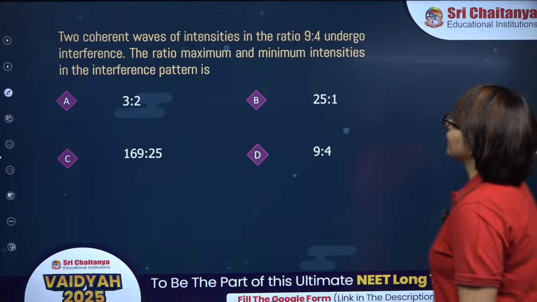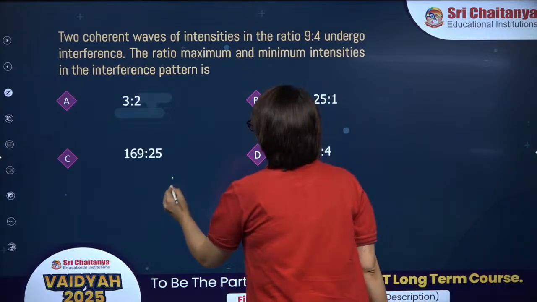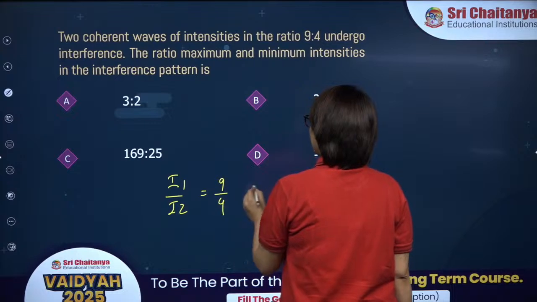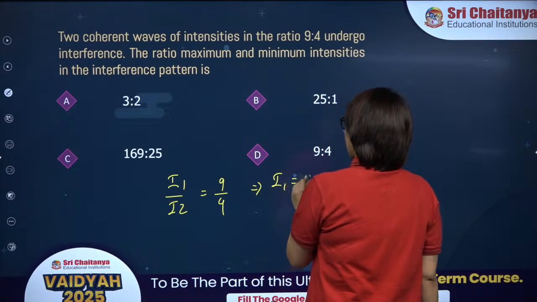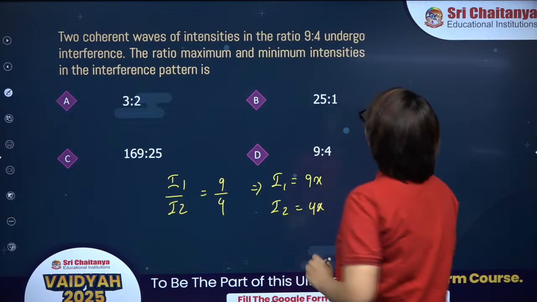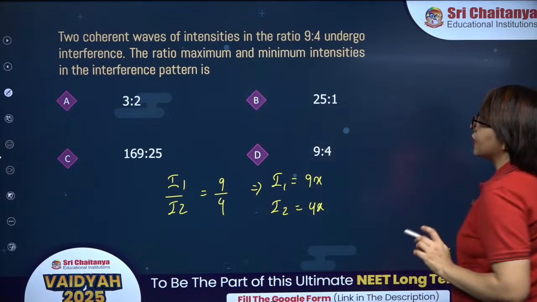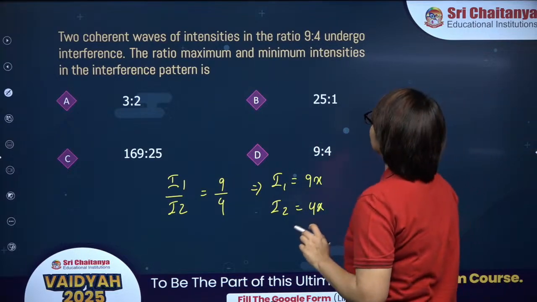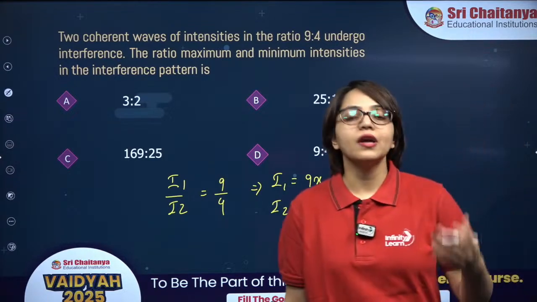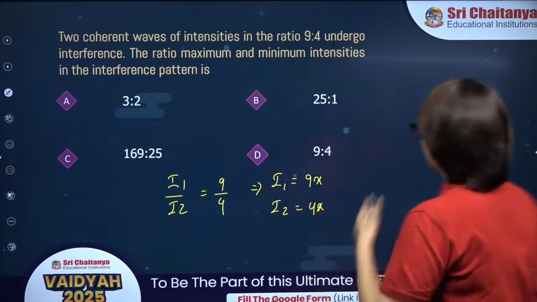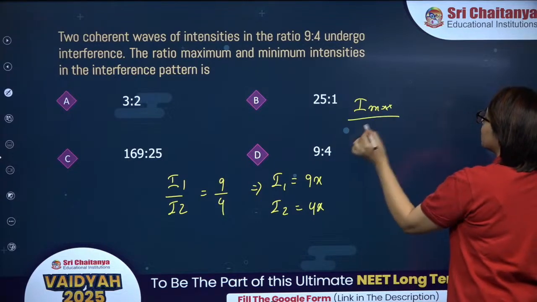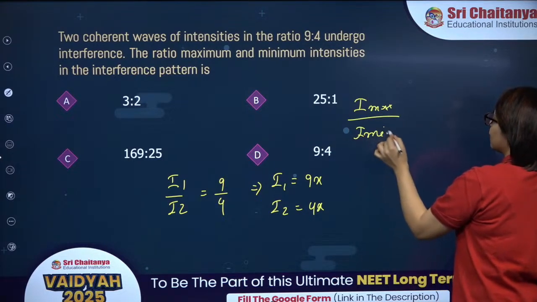Two coherent waves of intensities in the ratio 9:4. I1 upon I2 is 9/4. So you can write I1 as 9x and I2 as 4x. Let's say x is the common ratio. They undergo interference. The ratio of maximum and minimum intensities in the interference pattern is, you have to find the ratio of I max to I minimum.